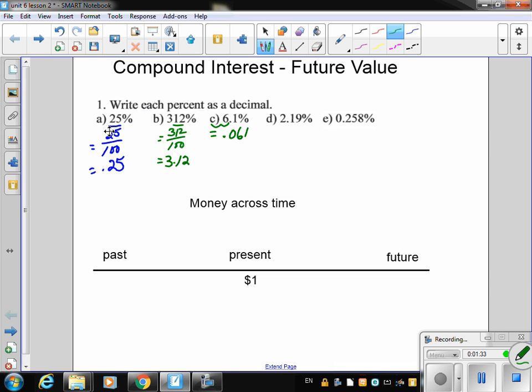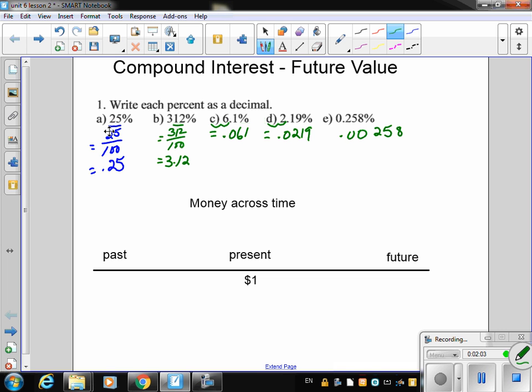2.19%, moving the decimal twice to the left, would be decimal 0.0219. And lastly, 0.258%, very, very tiny, especially if we're talking about money, would be, move the decimal to the left twice, decimal 0.00258. So we'll just take care when we're doing those. All right.